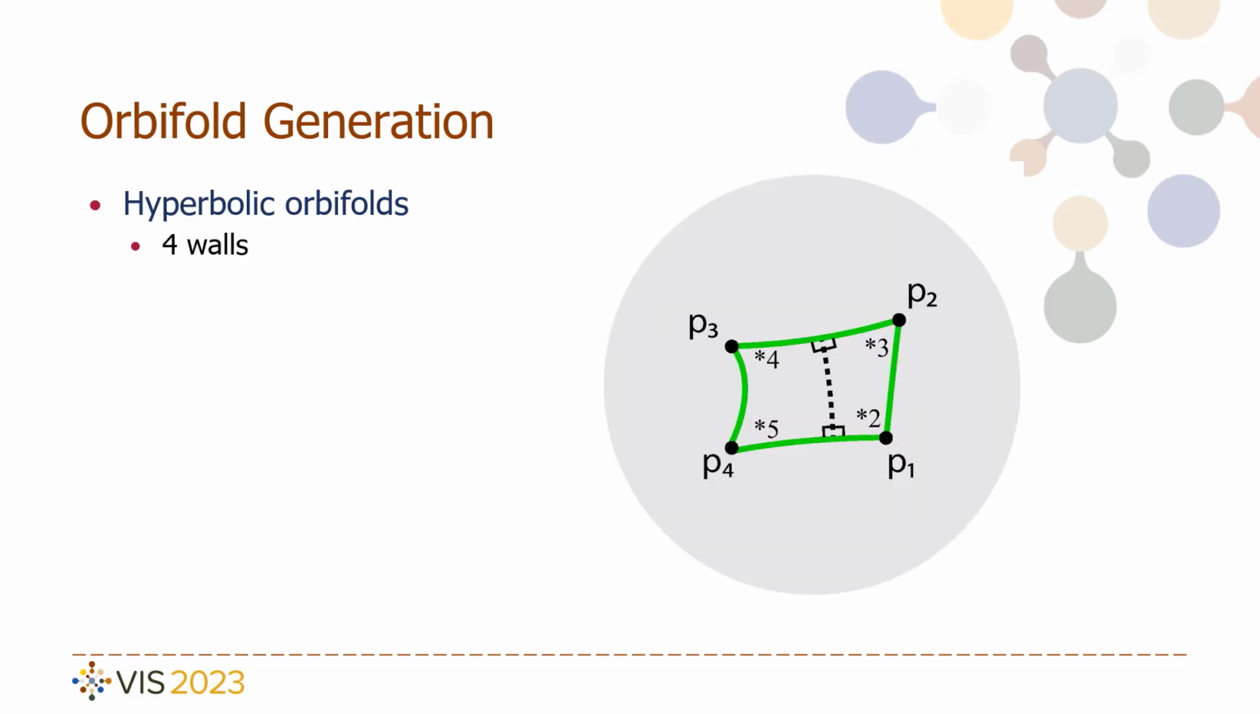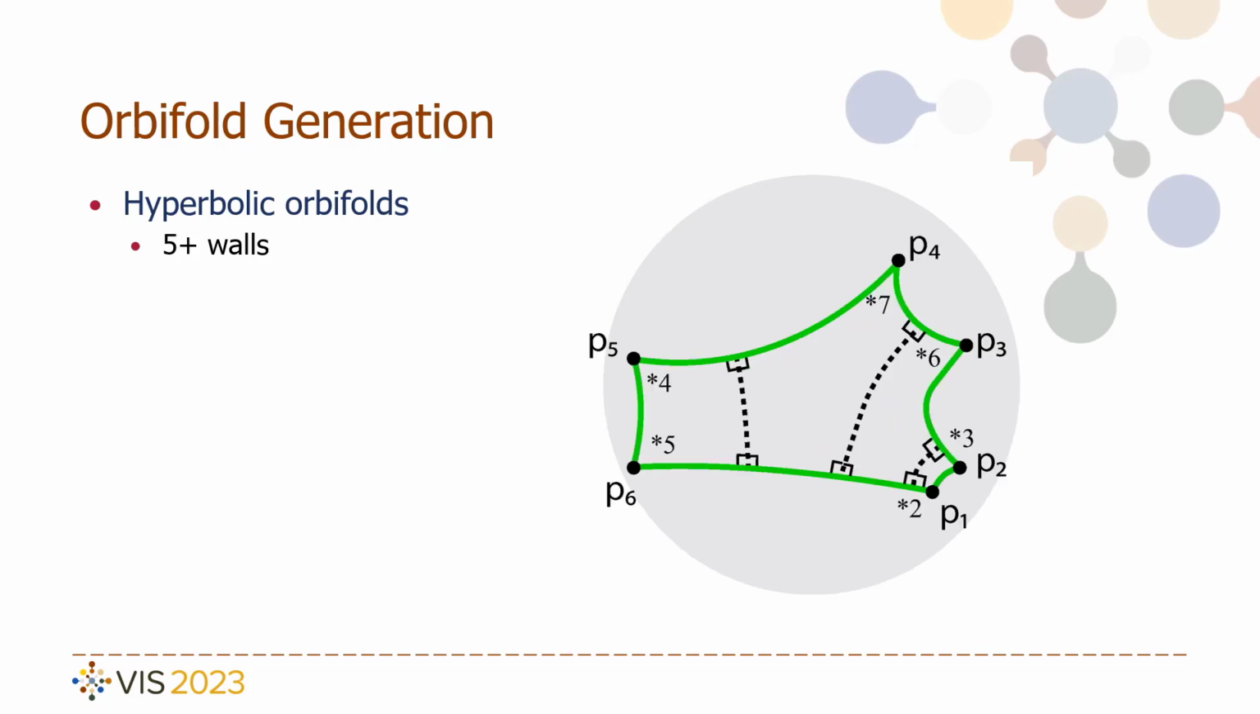When there are 4 walls, it's difficult to directly find the length of the edges of the quadrangular Orbifold. To address this, we divide it into 2 special quads, each of which has 2 adjacent right angles. The formulas to compute the edge lengths of the special quads are given in our paper. When there are n walls where n is at least 5, we can divide it into the disjoint union of at most 2 special quads and n-4 special pentagons. Each special pentagon has 4 corners with a right angle.